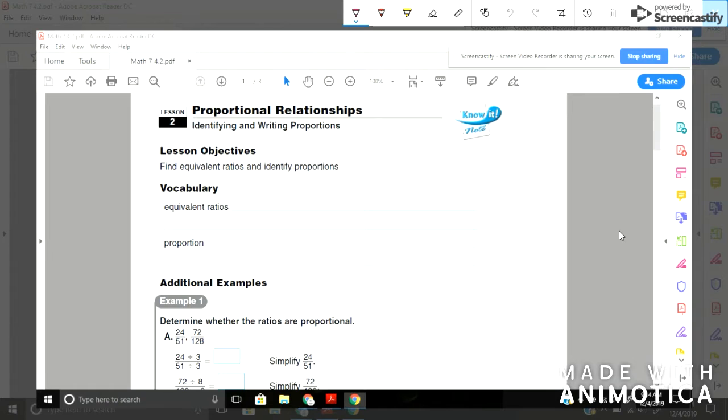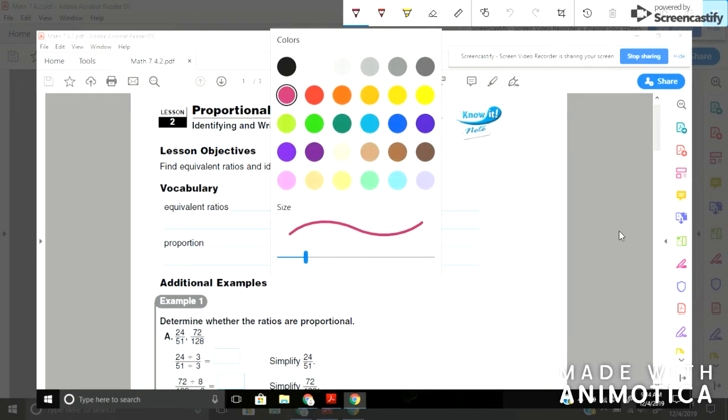In this lesson, what I want you to be able to do is find equivalent ratios and identify proportions. We're going to start today with a little bit of vocab, and then I'll give you a few examples, and even a few of my own examples, to help you with identifying proportions. So let's start by defining a few different terms.